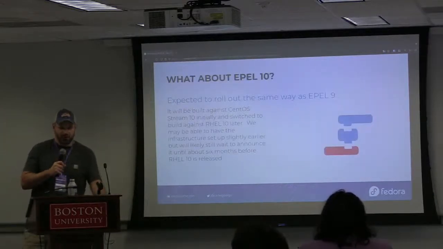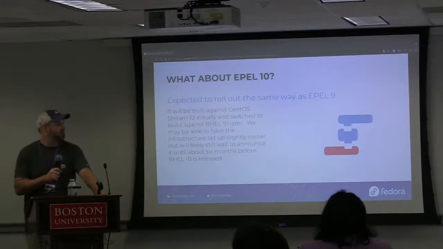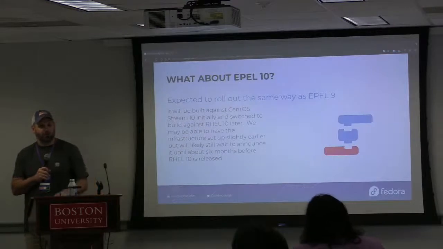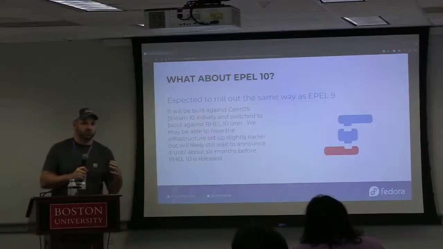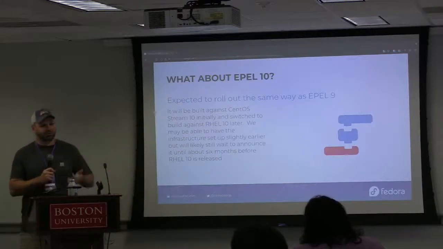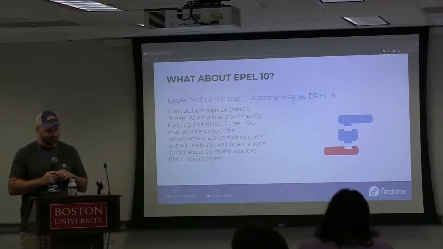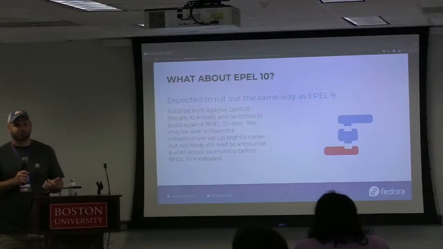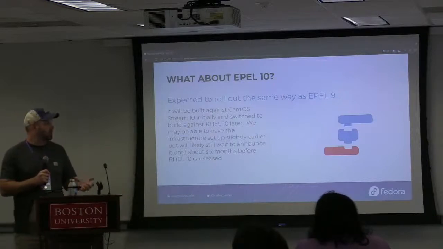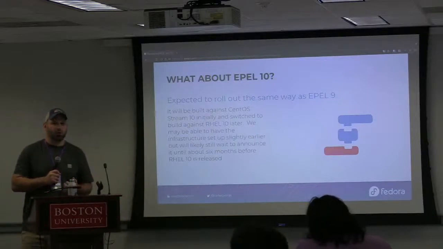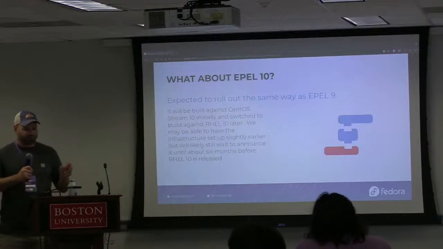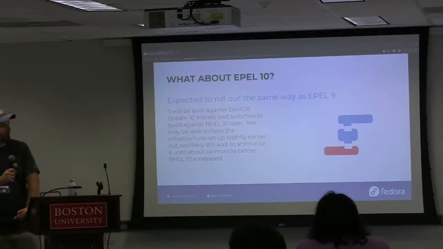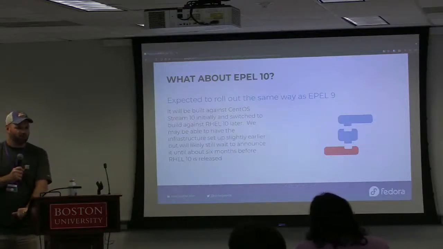So you might be wondering, what about EPEL 10? Our plan right now is that we're going to do that the same way we did EPEL 9. We'll build it against CentOS initially, and then once RHEL 10 is available, we'll build it against that. We're thinking we might be able to have the infrastructure set up a little bit sooner and let early adopters start poking at it and doing builds, but we probably won't publicize it or do an official announcement until about the same time, about 6 months before RHEL 10.